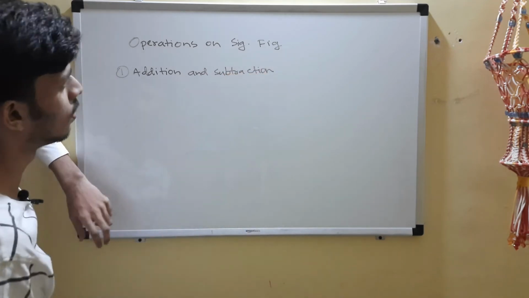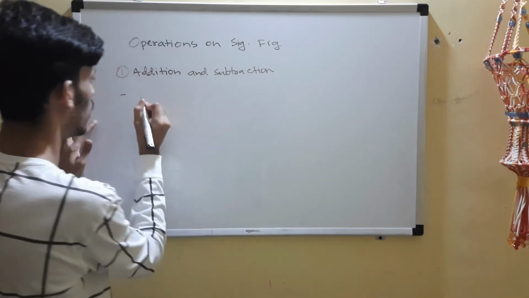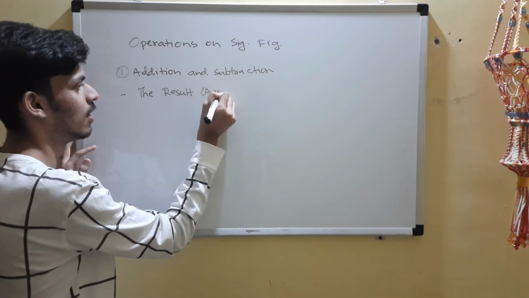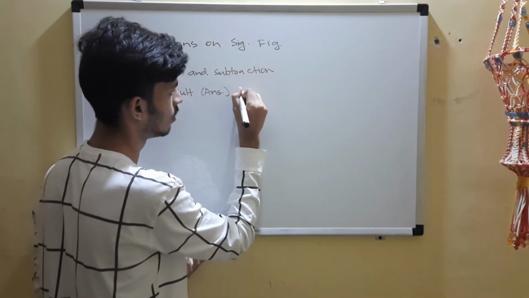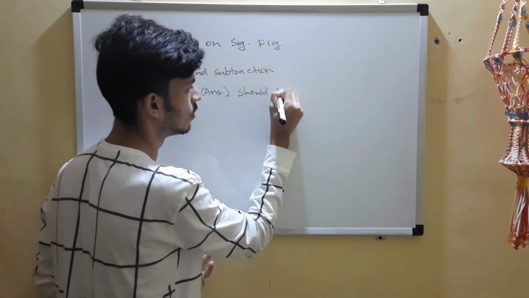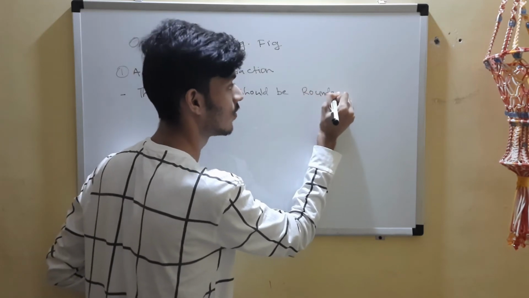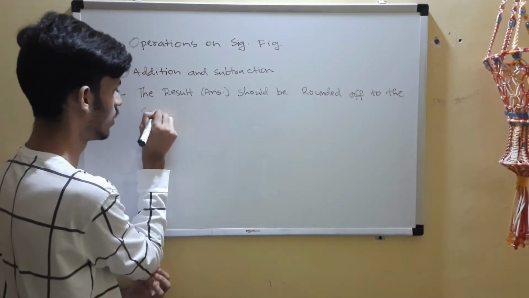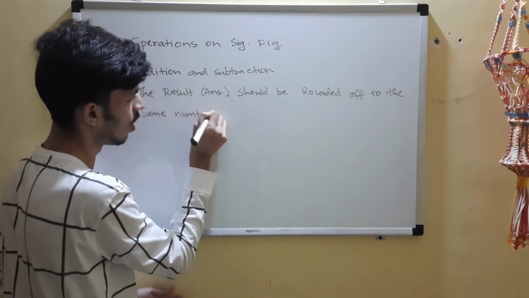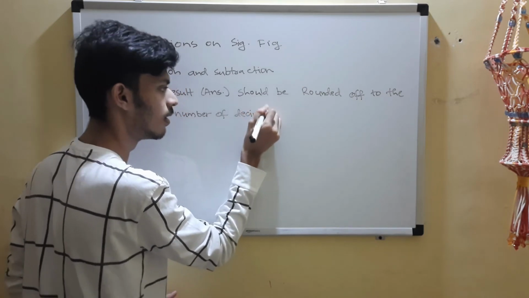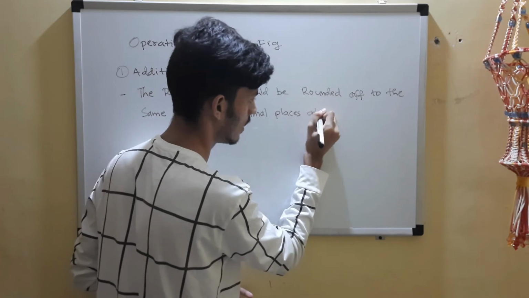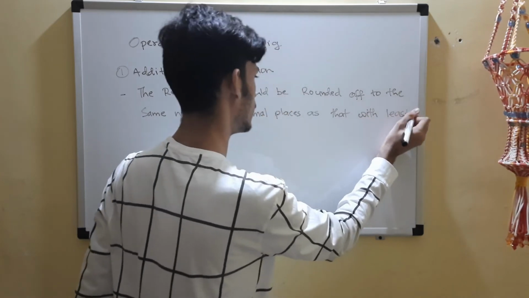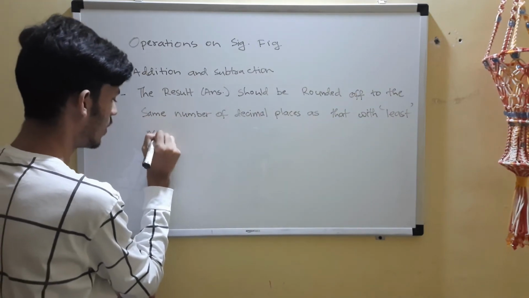So this is the rule you have to follow when you add two numbers. The rule says the result, in this case the sum, your answer basically, the sum or difference should be rounded off, that's why we learned rounding of things, to the same number of decimal places as that with the least number of decimal places. You can spot the words here: least number of decimal places.